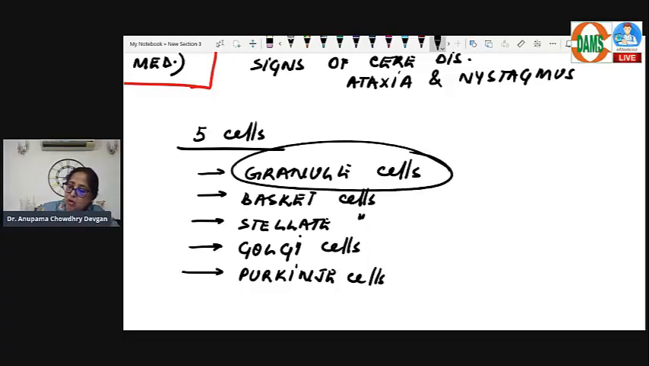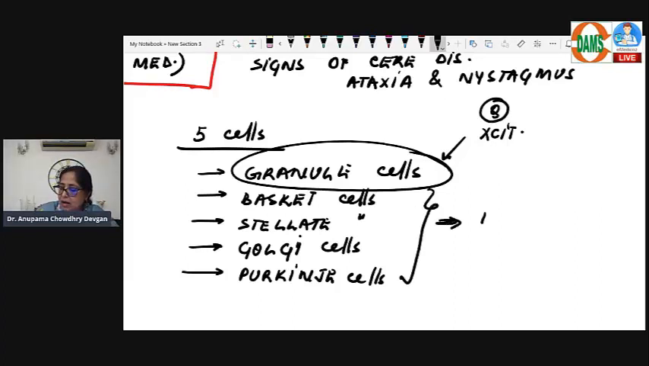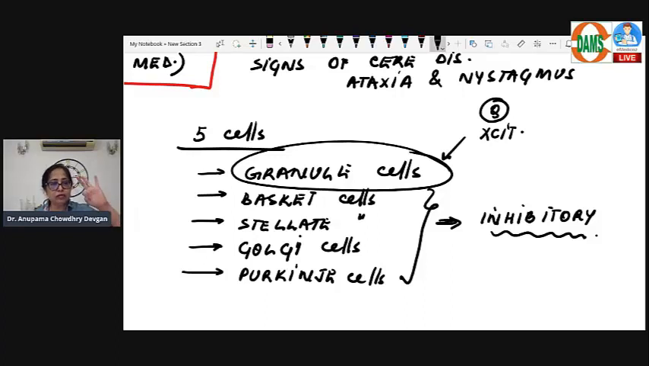Out of these, the only excitatory neuron is the granule cells, and all the others are inhibitory. All the others are inhibitory, right? So you've got granule cells, which are excitatory, and basket cells, stellate cells, Golgi cells, and the Purkinje cells are inhibitory. These are 5 cells. So you've got 3 parts, 4 nuclei, 5 cells.